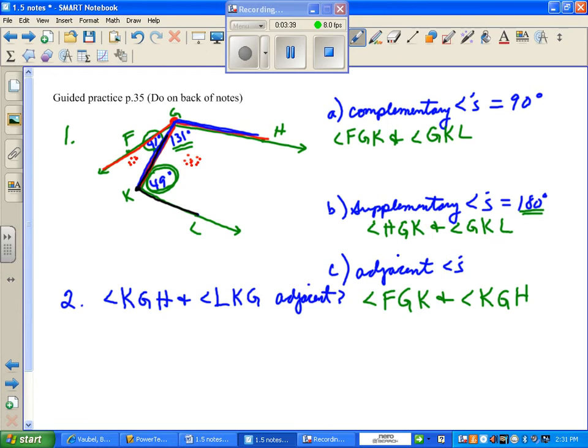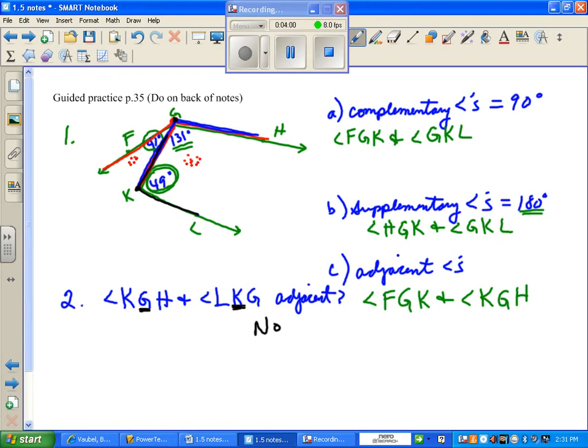They don't share the same vertex. So right away, look at the listing of the angles. The G is in the middle, that's its vertex. The K is in the middle, that's its vertex. They're not the same. So it fails the definition because they're supposed to have a common vertex. So they are not adjacent. No.